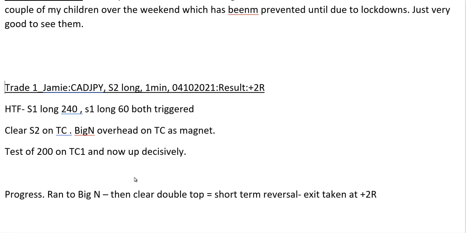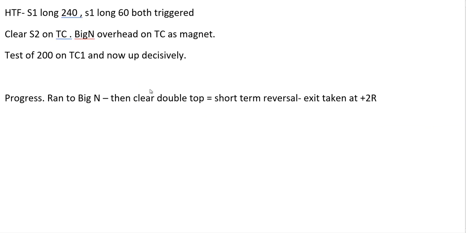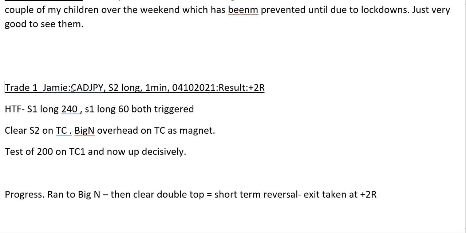And let's have a look here. So that's the 1 minute chart, S2 long, CAD/JPY. So that goes in line with the top-down analysis, right? CAD strength and JPY weakness. So the strongest currency against the weakest currency, well, that delivers a strong trend.